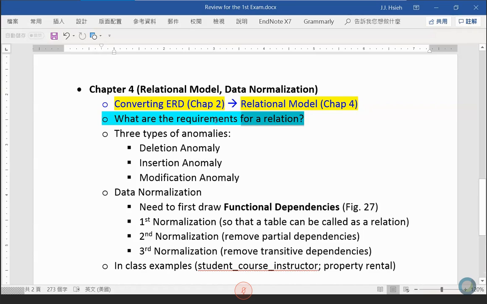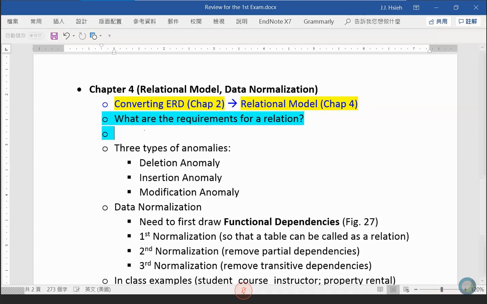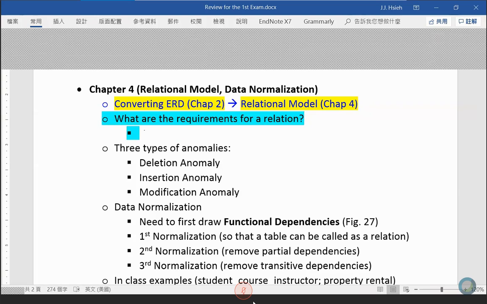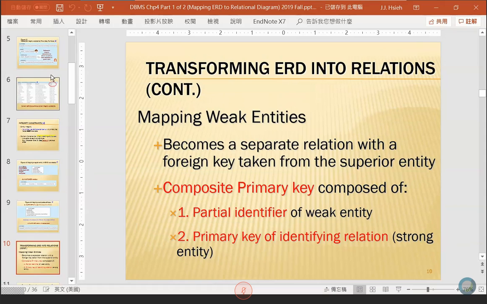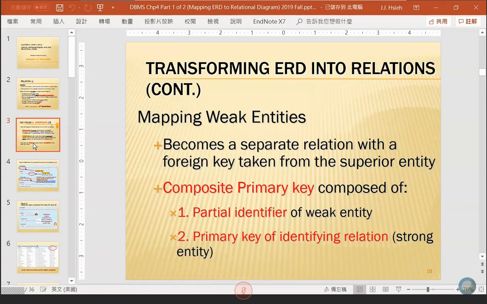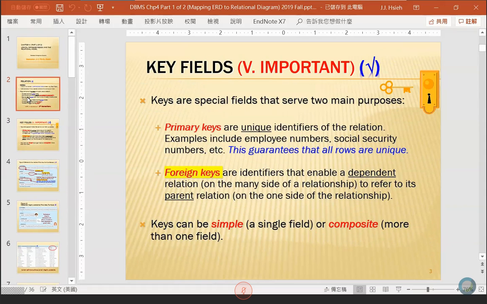So the next question is, what are the requirements for relations? There are quite a few requirements. I think the slide, what's the slide we talk about it? What's the requirement for a relation?